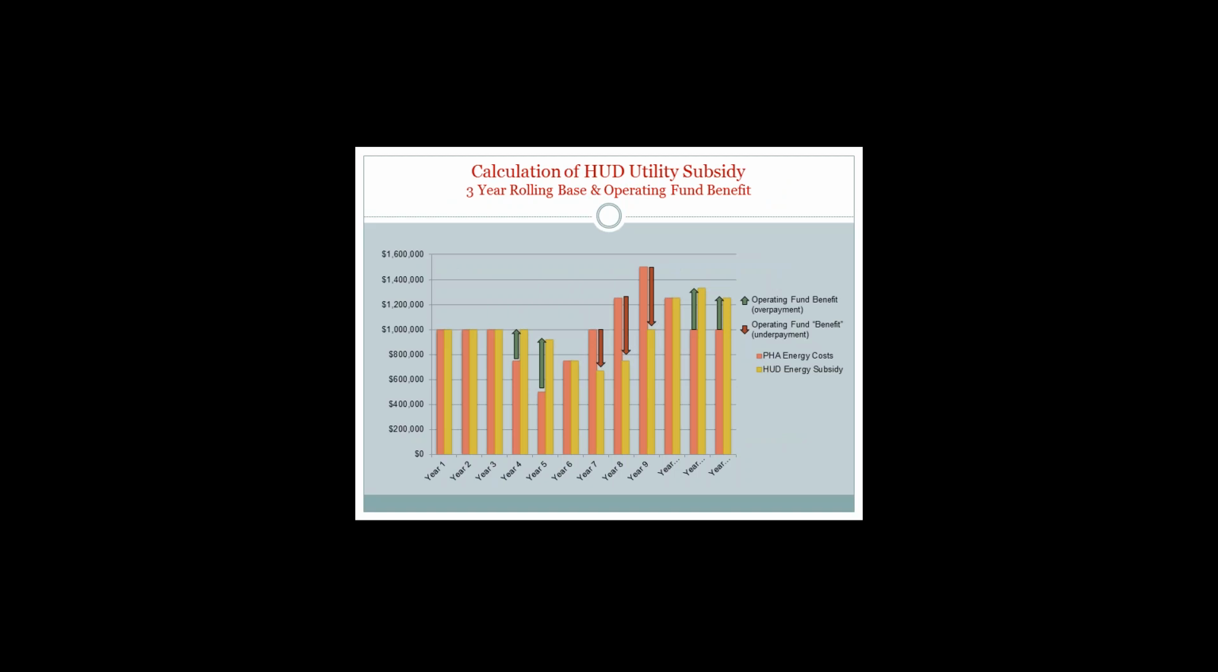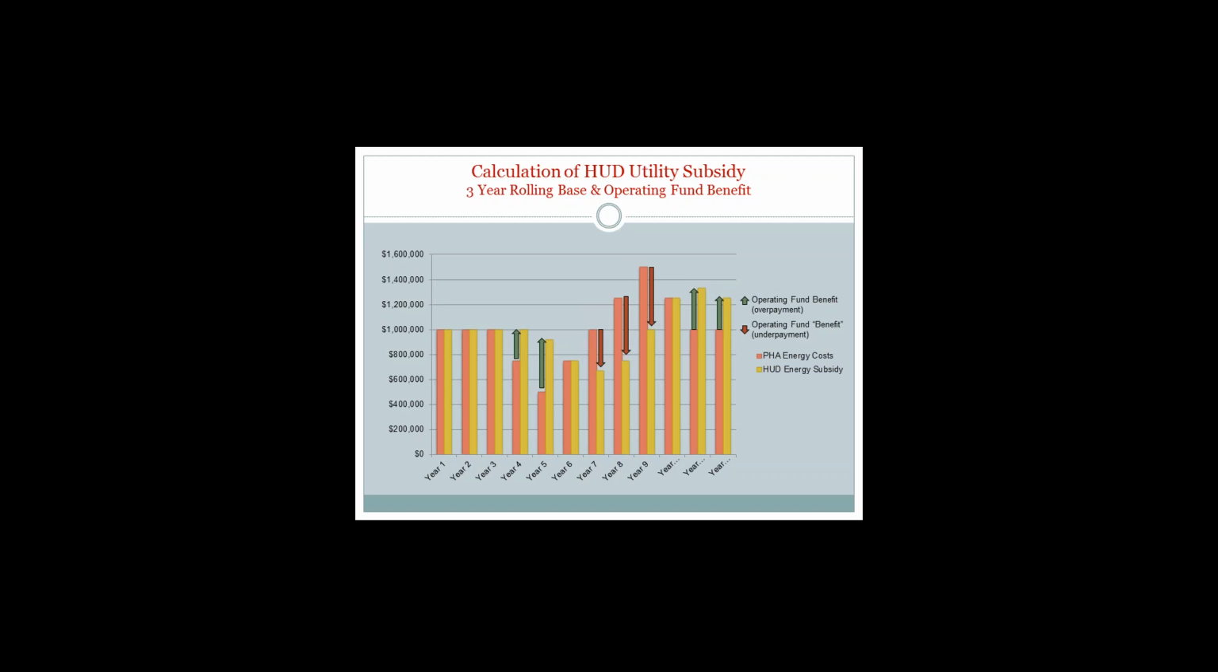Okay. This slide that shows the bar chart is actually an explanation of the operating fund benefit. I've already sort of gone over this verbally. If you want to take a look at it, what it's showing is that the pink bars are the PHA energy costs or utility costs, because it does include water as well. The yellow represents how much utility subsidy you're getting from HUD. So it is working on that 3-year average. So as the energy costs for the PHA start to go down, the utility subsidy stays high for a little bit. Because of that 3-year averaging process, there's a delay to when it starts to drop.